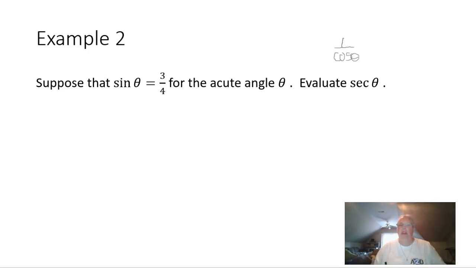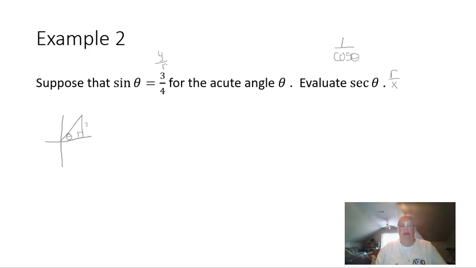And what I'm going to use is the fact that if the cosine is x over r, then the secant is r over x. Remember, the radius divided by the x coordinate. And the sine is y divided by r. All right, so let's draw a picture of this. We're over here in quadrant 1. All right, here's our acute angle.